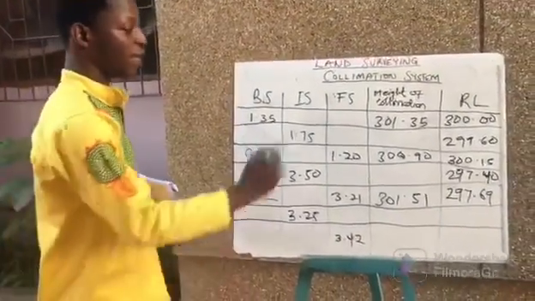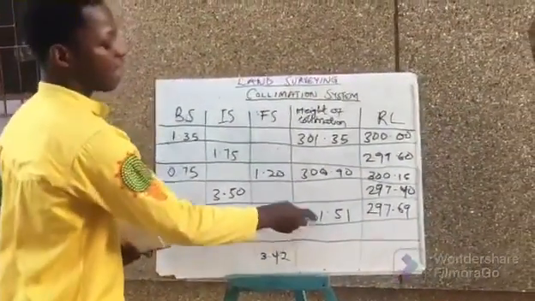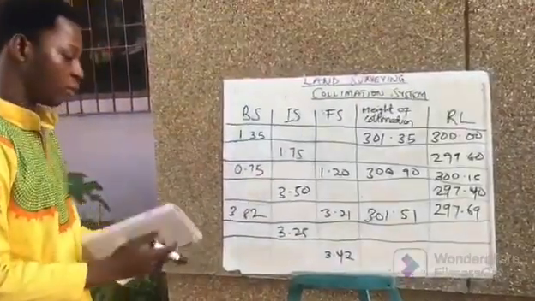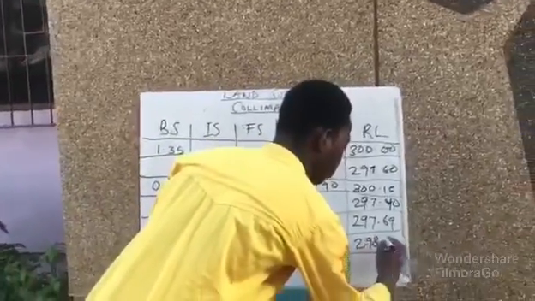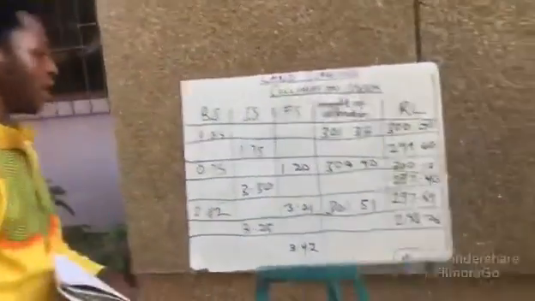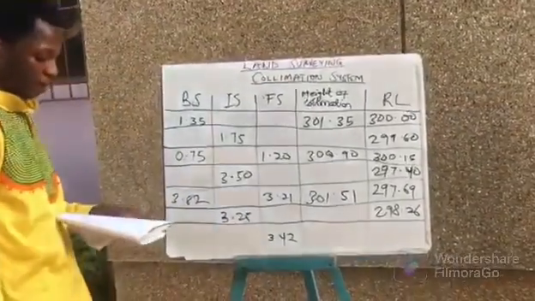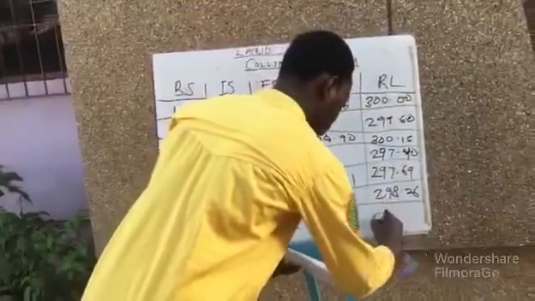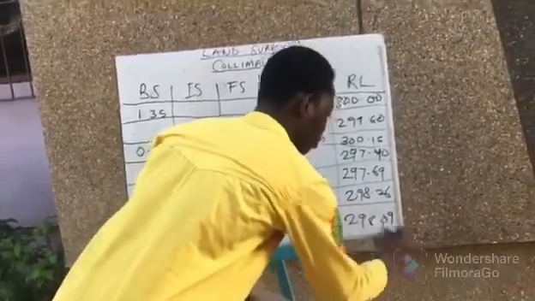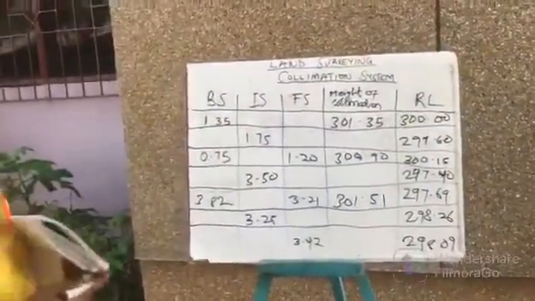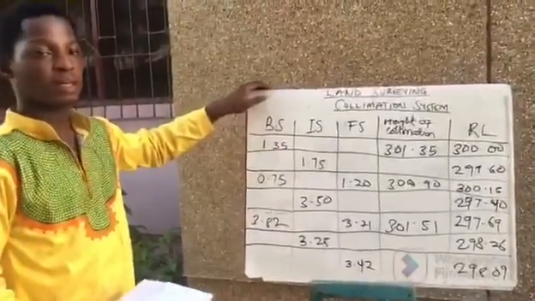In order to find the next reduced level, I have to subtract 3.25 from our new height of collimation, which will give me 298.26. And with the last one, I have to subtract 3.42 from 301.51 to get my last reduced level, which will give me 298.09. So this is how the collimation system is done.